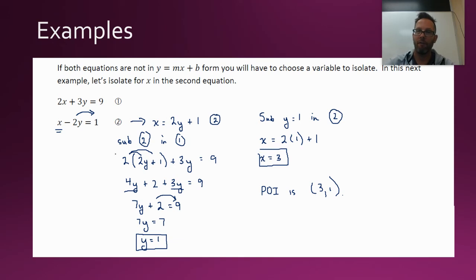So our first example of isolating for x instead of y. And why did we isolate the x? Because it was by itself, it was easy to rearrange, and we're just left with x equals, which meant we could replace x in the first equation with what it's equal to.